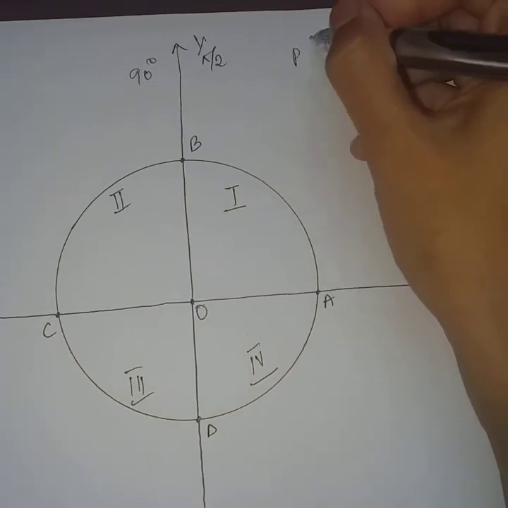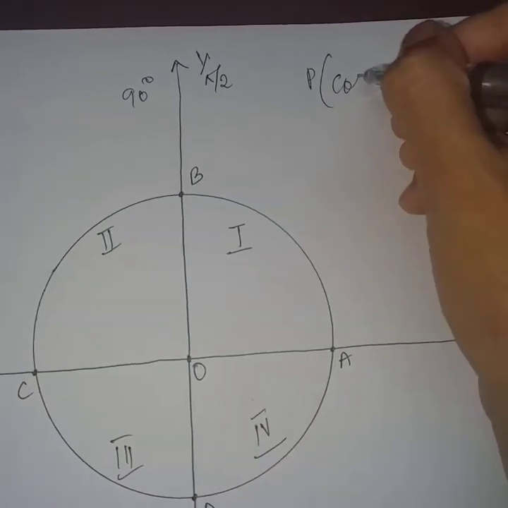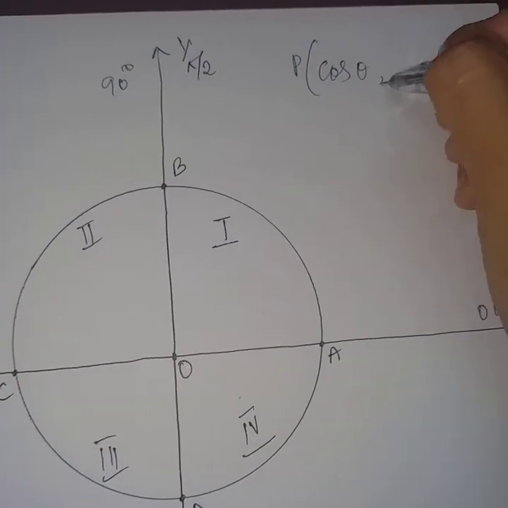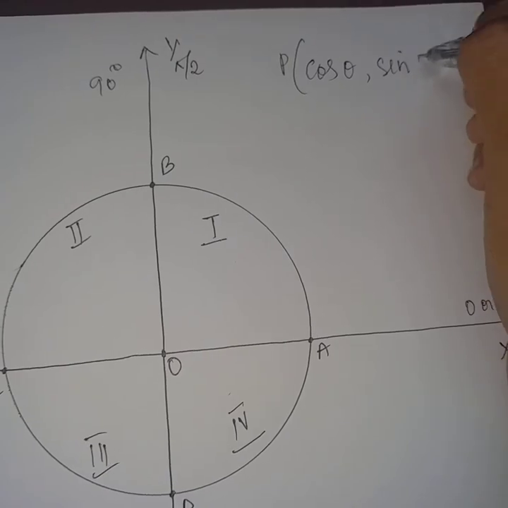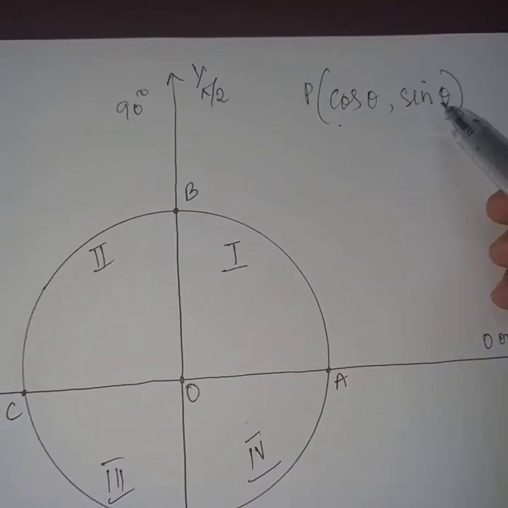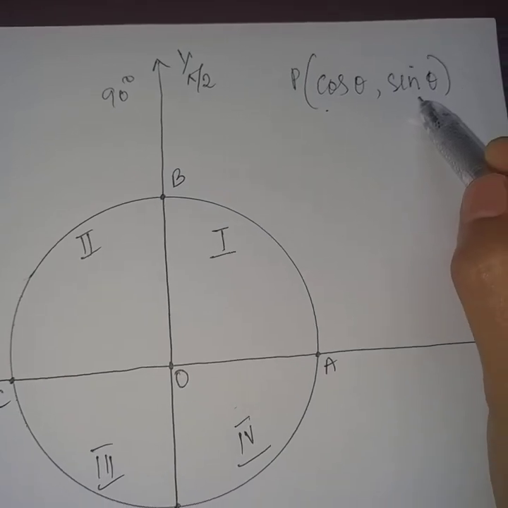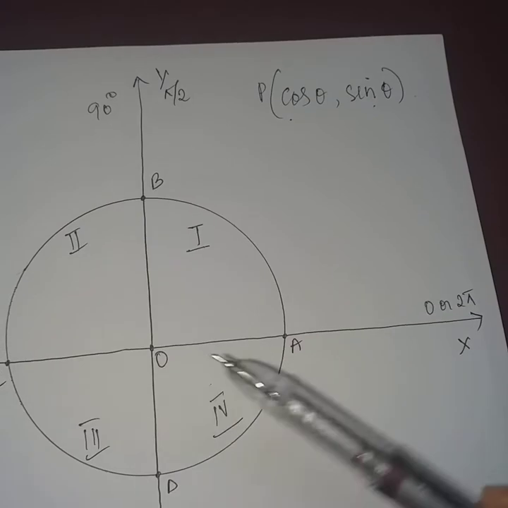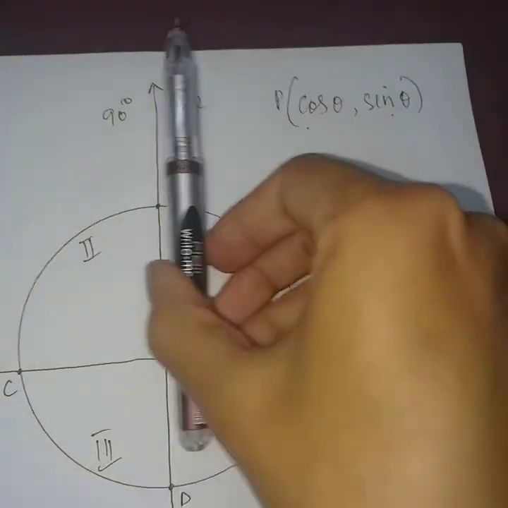First of all, we know that a point on the unit circle has coordinates cos theta and sine theta. That is, the x coordinate is cos theta and the y coordinate is sine theta. Now in the first quadrant, we see that x is positive and y is also positive.